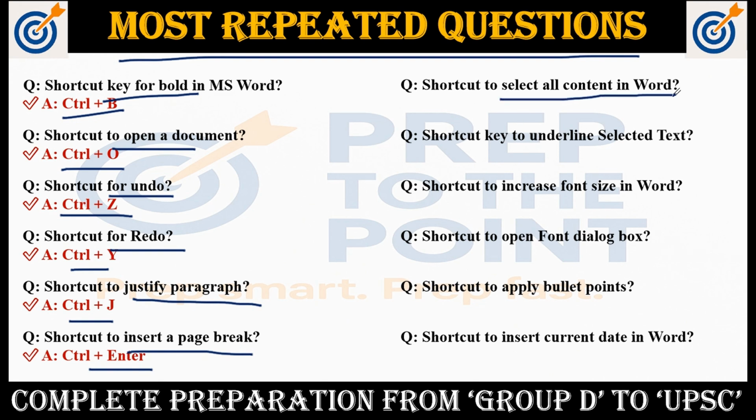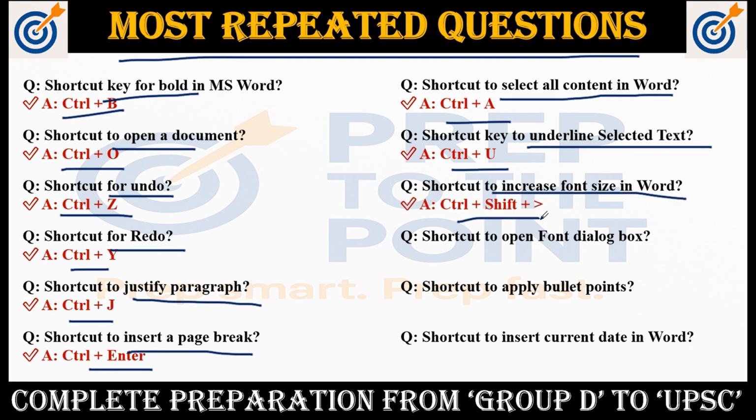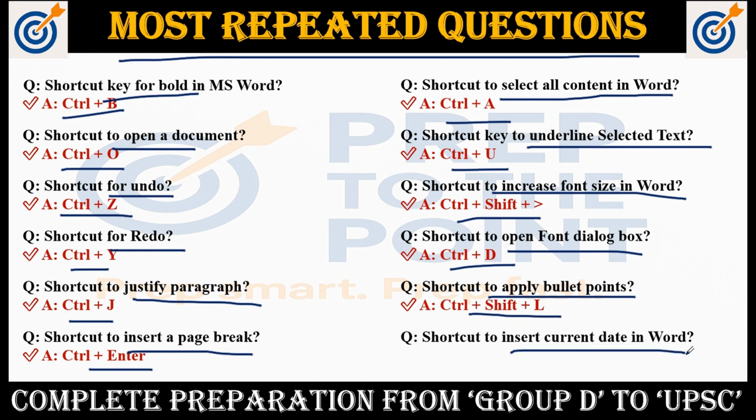To justify a paragraph, Control J. To insert a page break, Control Enter. To select all content in Word, Control A. To underline selected text, Control U. To increase font size in Word, Control Shift greater than. To open font dialog box, Control D. To apply bullet points, Control Shift L. To insert current date in Word, Alt Shift D.